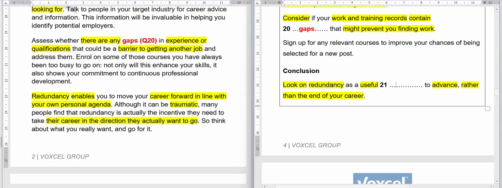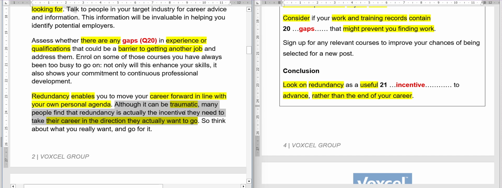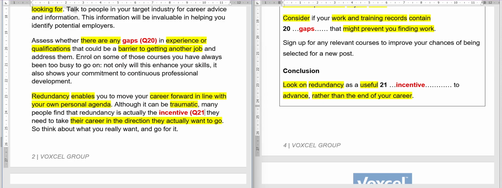Time's up. What I'm going to do is write the answer here. The answer is incentive. Let me mark the answer. Then I will tell you why this is the answer, if you were not able to find it. So here it is written, a useful, actually the incentive.